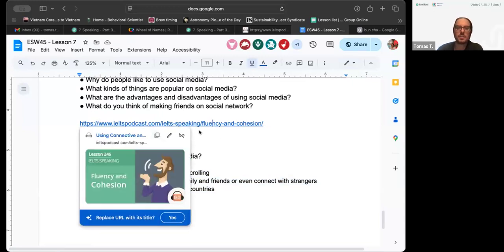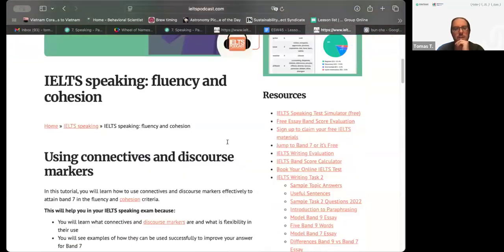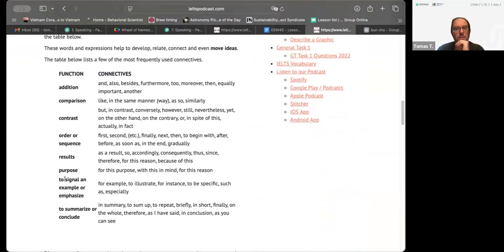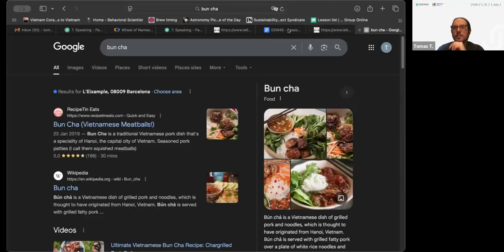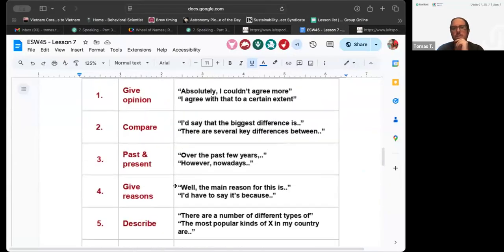Guys, can you tell me? Do we have any phrase here? We can open the link. Anything to do with reason to signal an example. That's an example. Reason. There's no reason. So we go here. Reason. Oh, there it is.